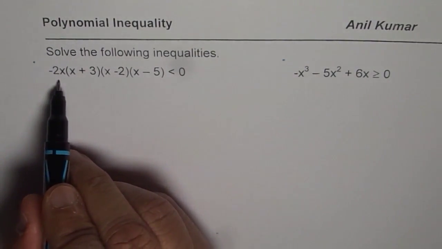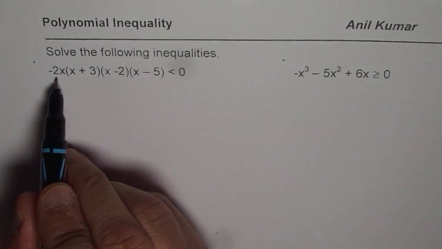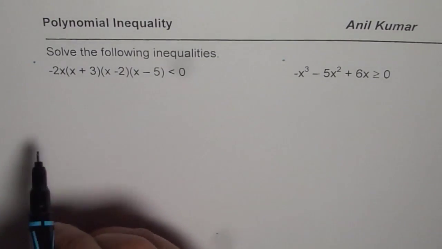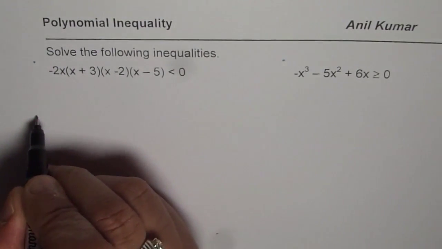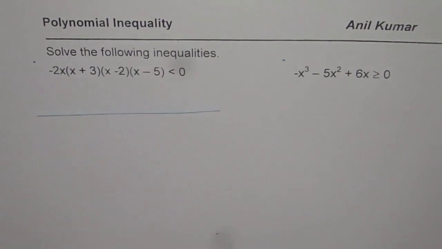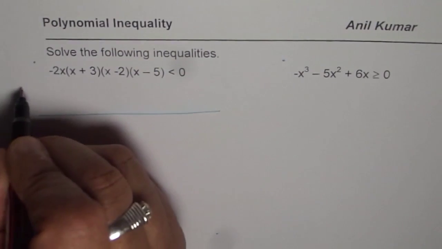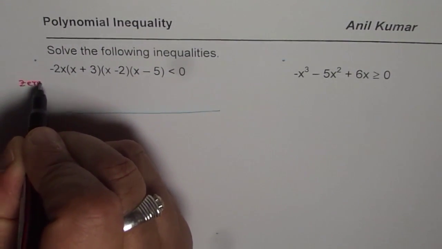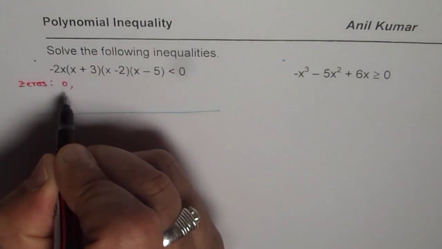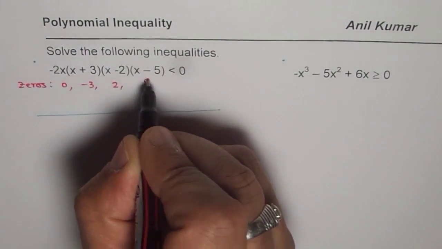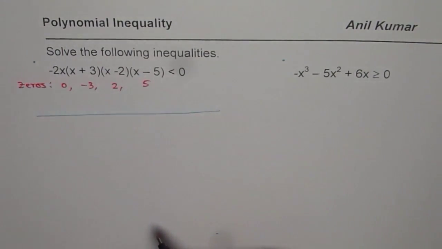Let's begin by solving the first one, which is minus 2x times (x plus 3) times (x minus 2) times (x minus 5) less than 0. So how do you do it? Let us say this is our number line and the zeros are given to us. Let's write down our zeros. Zeros are at 0, minus 3, plus 2, and 5. So we are given 4 different zeros, right?